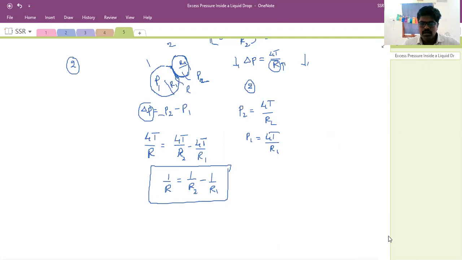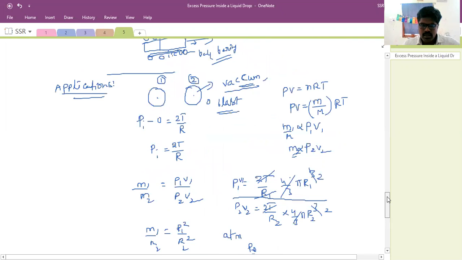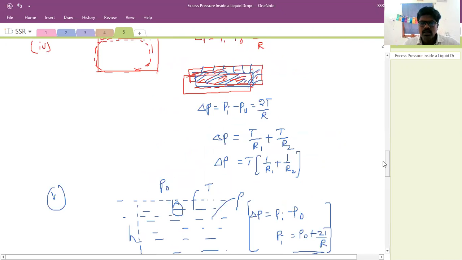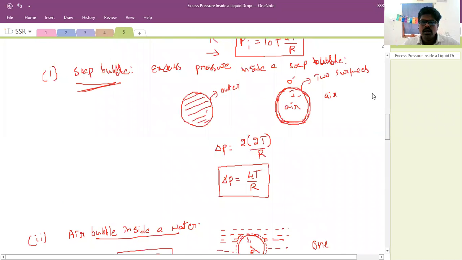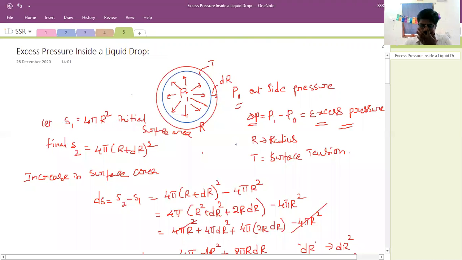So these are the different applications based on the excess pressure calculations. By this excess pressure value we understood, and based on it the different applications. So with this excess pressure phenomena we can wind up surface tension. First, let us recap in these last 2 minutes.